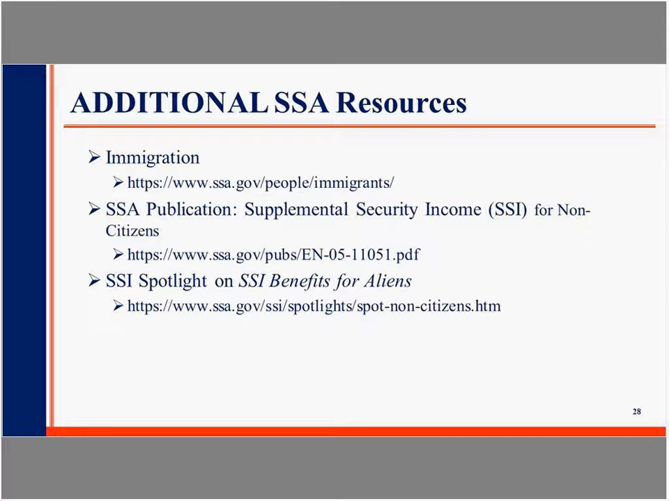So our publication of Supplemental Security Income for Non-Citizens can be found on our website, www.ssa.gov/PUBS/PN-05-11051. The SSI Spotlight, or the Benefits for Aliens, is also on our public website that does have the information that's been in this PowerPoint, as well as other publications that are available to you.